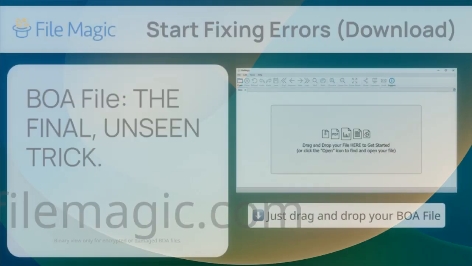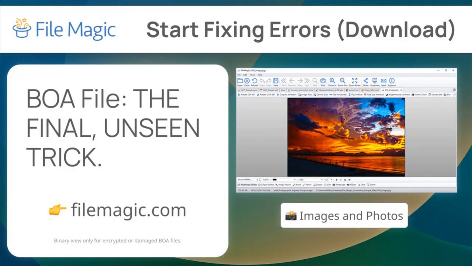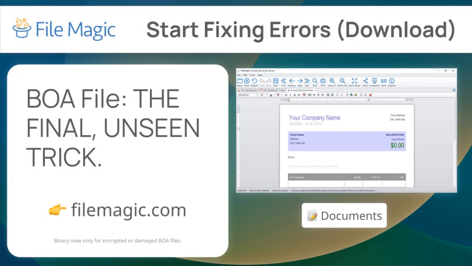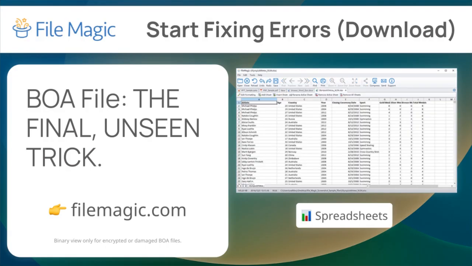My golden rule for file errors: always use a universal file viewer first. It saves time by ruling out minor BOA errors.